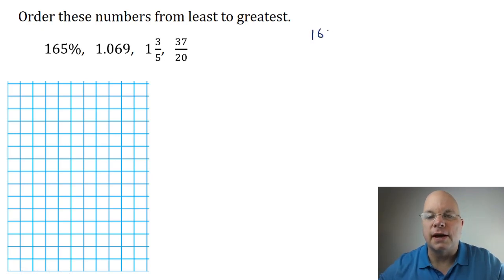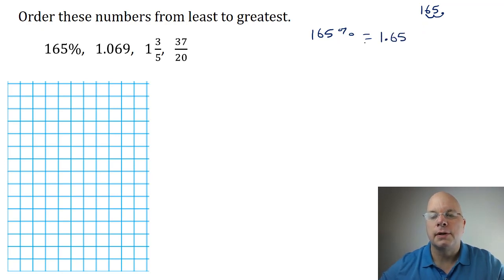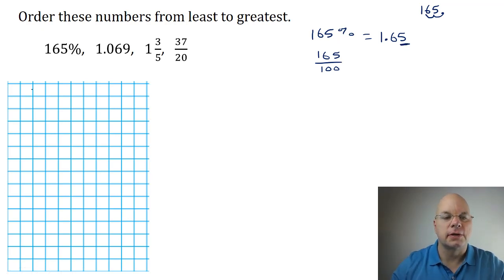So, 165%. Percent means out of 100 or divide by 100. So if I take 165, the decimal's not in sight, it's on the right. If I divide by 100, then I know this is equal to 1.65 in standard form. Hundredths, 165 hundredths. And this does say 165 hundredths. It's 165 ending in the hundredths place. So this is 1 and 65 hundredths. This is already in standard form.